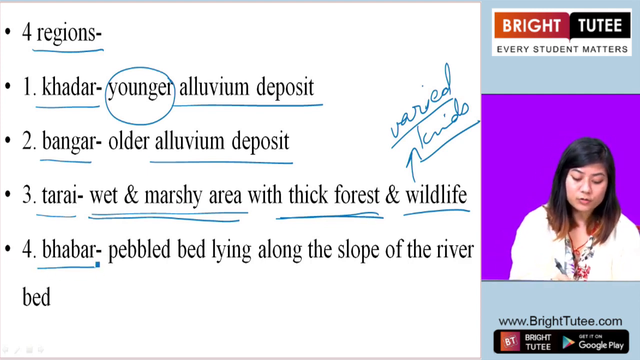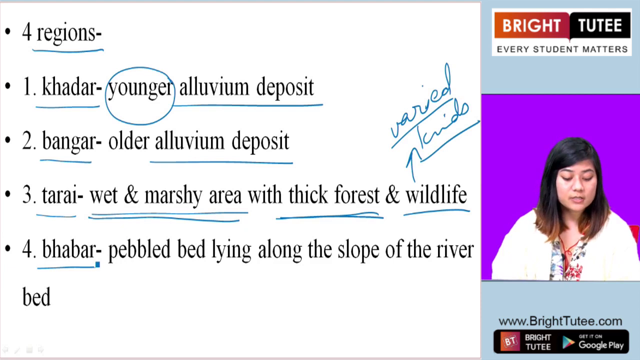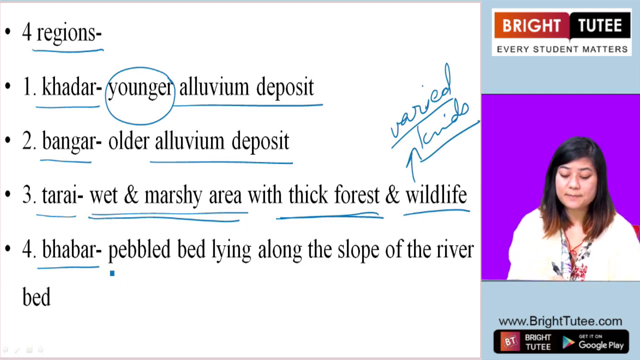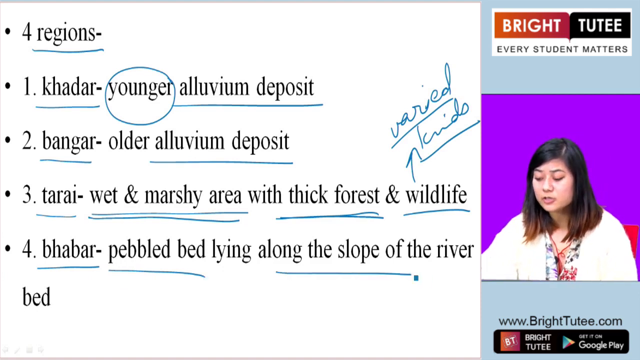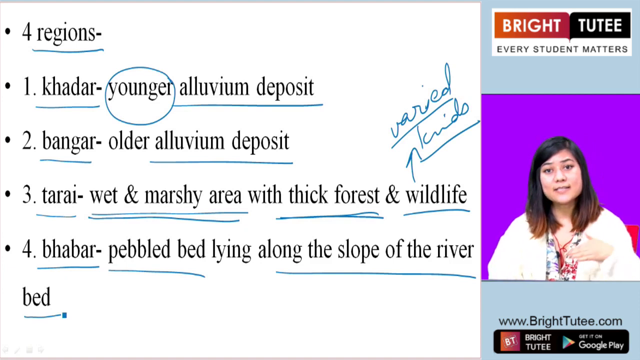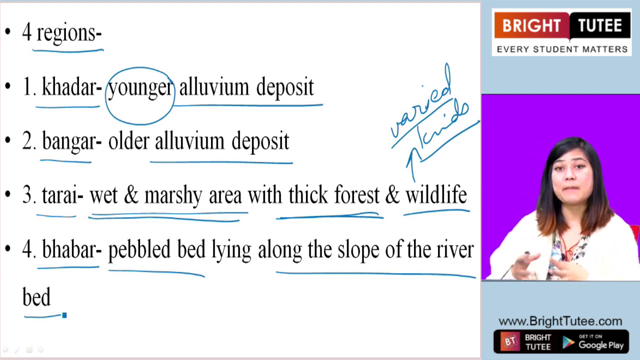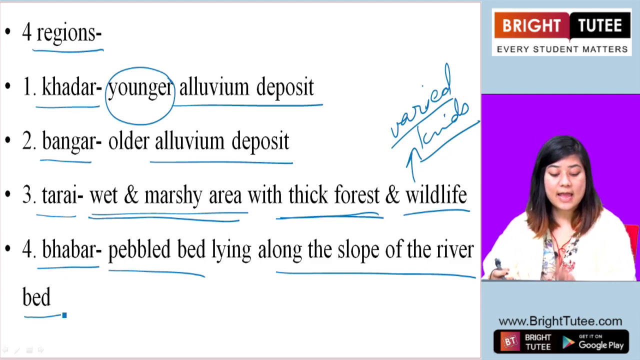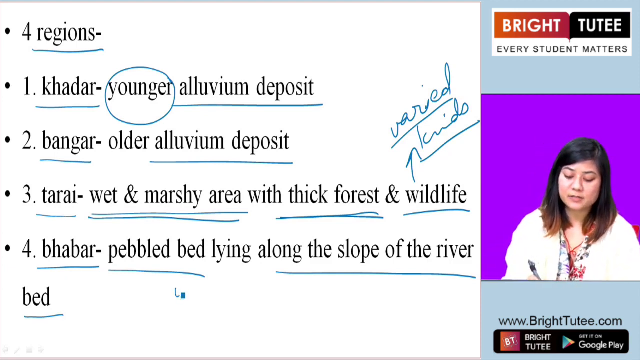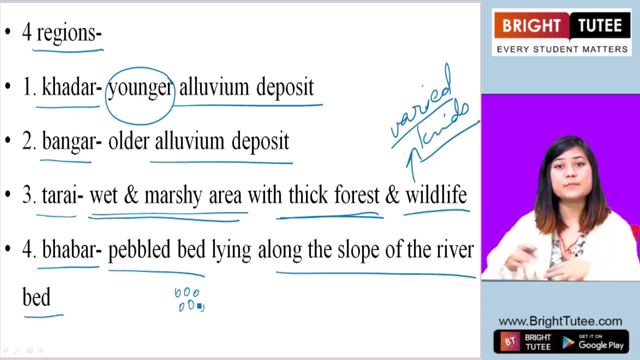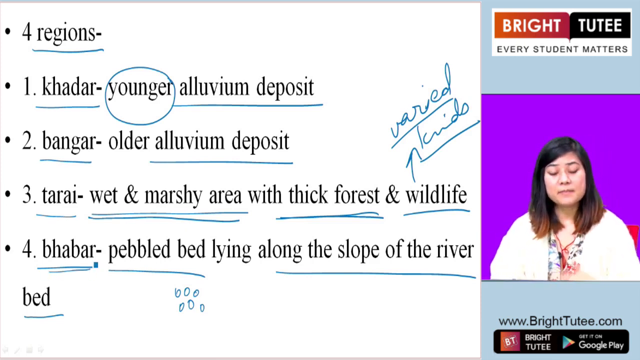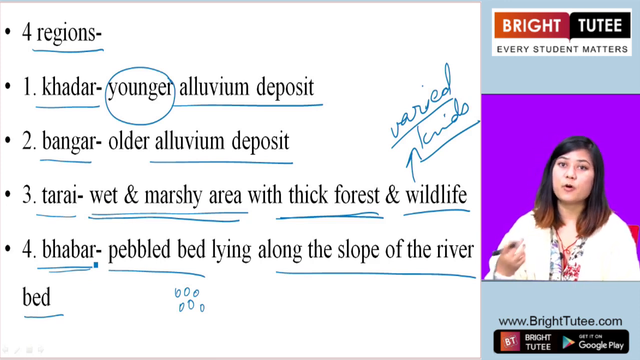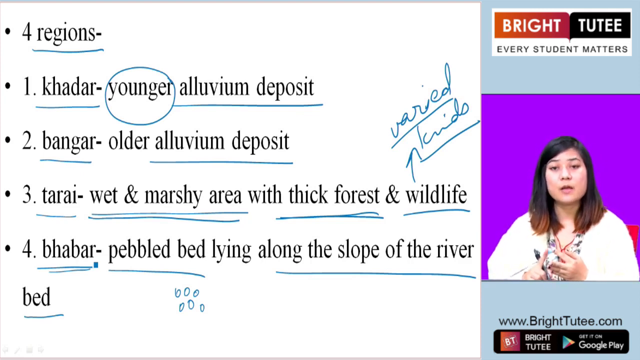Okay. And the fourth region is called the Bhabar. Now this Bhabar is a pebbled area. This pebbled area lies along the slope of the river bed. So as the river flows parallelly, these pebbled beds are also formed, and these are pebbly, meaning a lot of pebbles and stones are found in this particular region. So this region is called Bhabar. But remember, these are all the result of the deposits of alluvium by the river systems of Indus, Ganges and Brahmaputra.